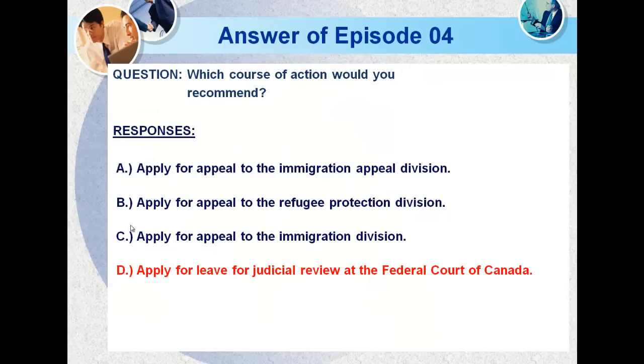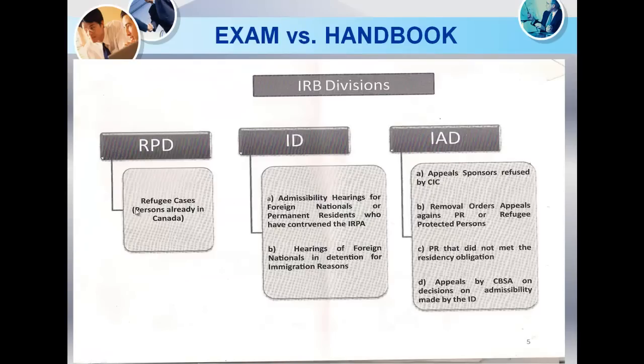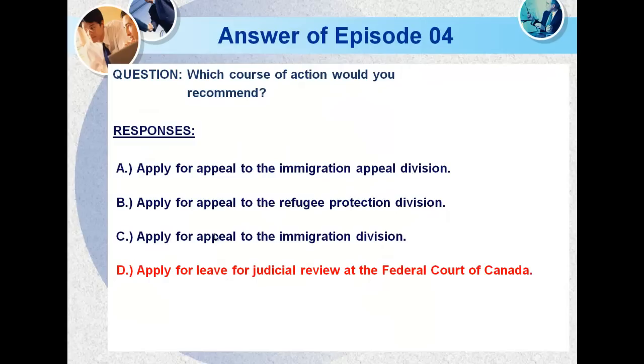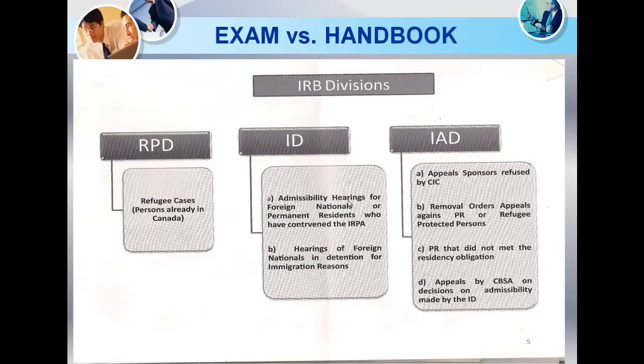And how about B? Apply for appeal to the Refugee Protection Division. What kind of person, what kind of situation can go to the RPD? A refugee case, a person already in Canada. Okay. C, apply for appeal to the Immigration Division, which means ID. Admissibility hearing for foreign nationals or permanent residents who have contravened the IRPA. However, he already went through the admissibility hearing.